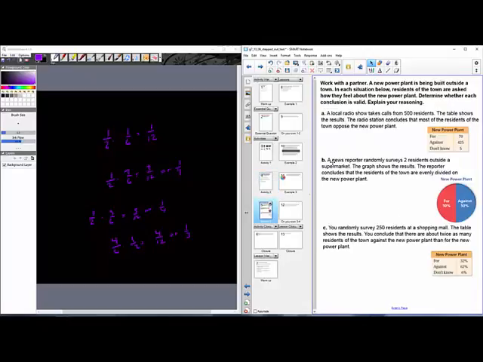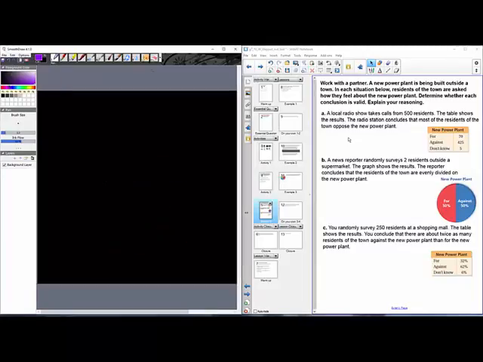Now, what we're basically trying to do today is figure out, if I look at different studies, if they are accurate or not, or if they're biased. So the first thing, for instance, it says a local radio show takes calls from 500 residents, and the table shows the results. The radio station concludes that most of the residents of the town oppose the new power plant, because there's 74, a lot against, and some that don't know.